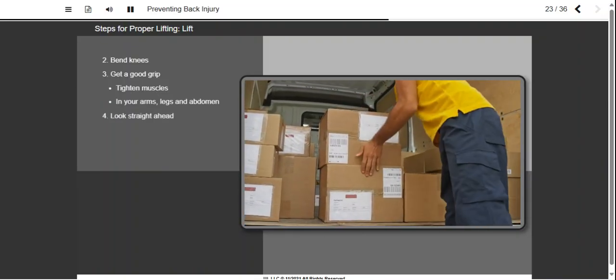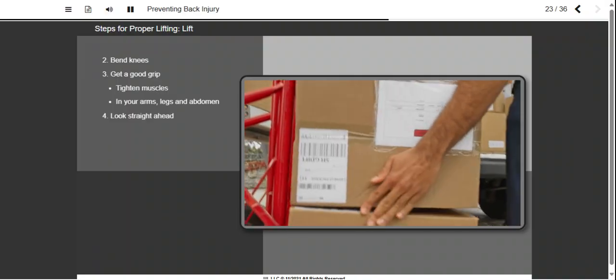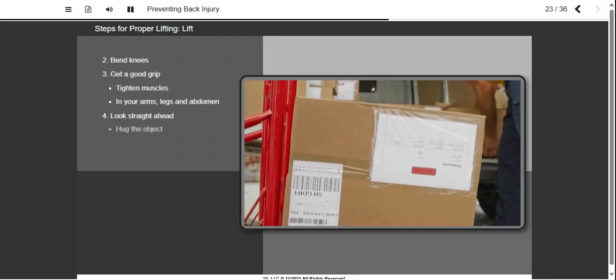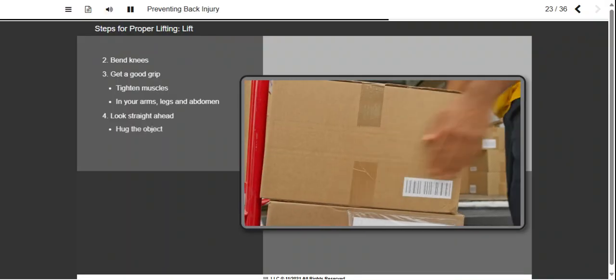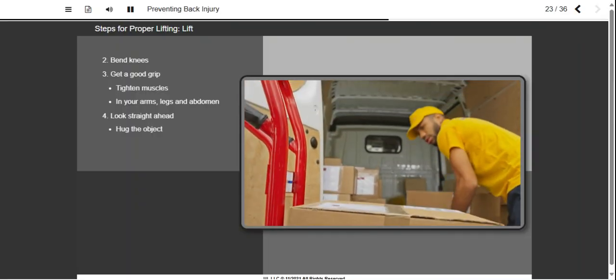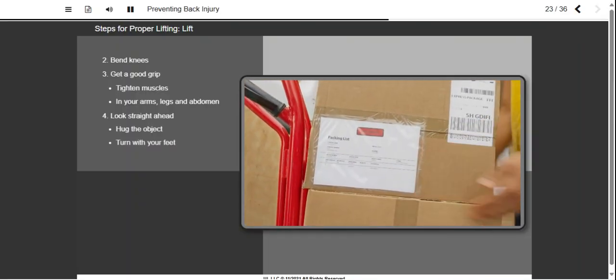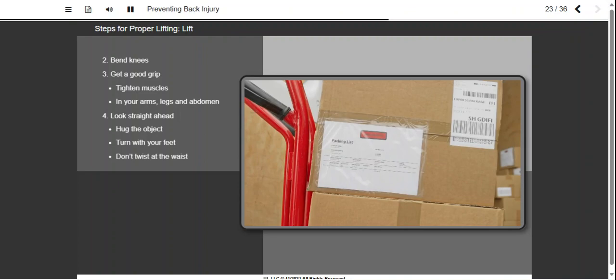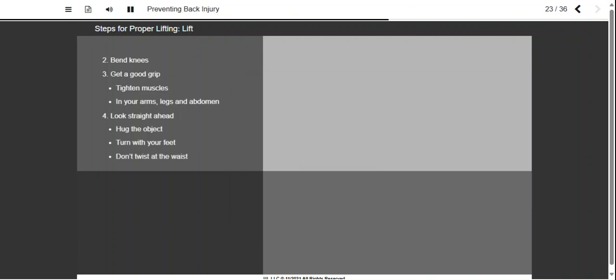While lifting, keep your head positioned so that you are looking straight ahead. Be sure to keep the object as close to your body as possible. Finally, when turning to place objects, move your feet instead of twisting at your waist. This will prevent you from losing your balance and reduce the strain on the muscles of your back.